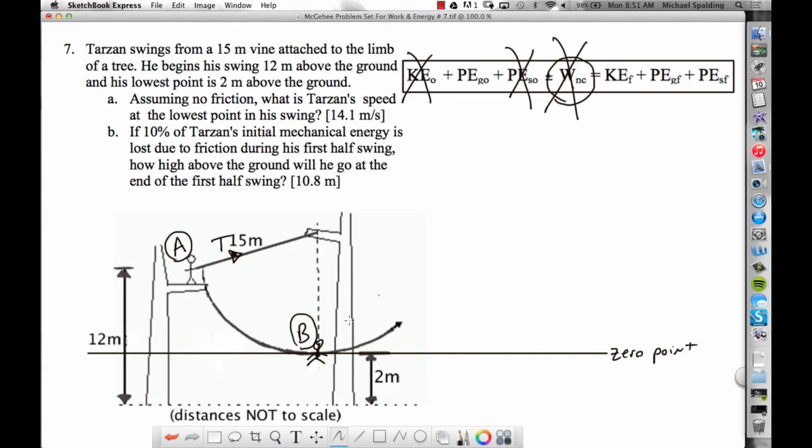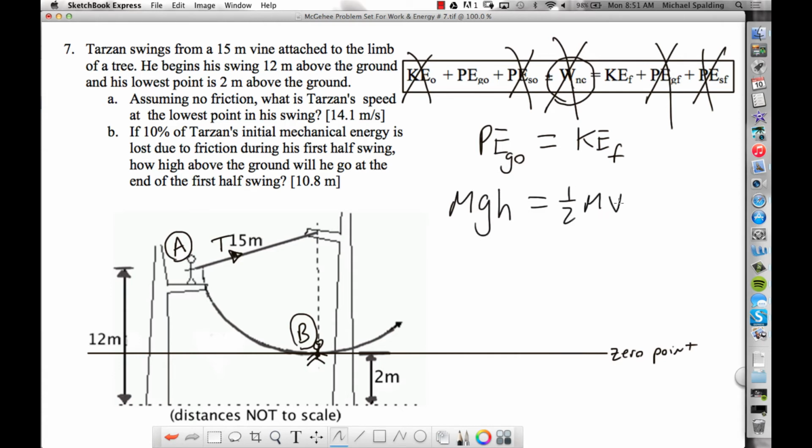Now, point B. Does Tarzan end with kinetic at point B? Down here now. Point B. Yes. Does he have potential of gravity? No, because he's on the 0 point. Does he have spring energy at point B? No. So what we're left with is potential of gravity initial at point A is going to be converted to kinetic final at point B. So now you plug in the equations. MGH equals 1/2 mv squared.